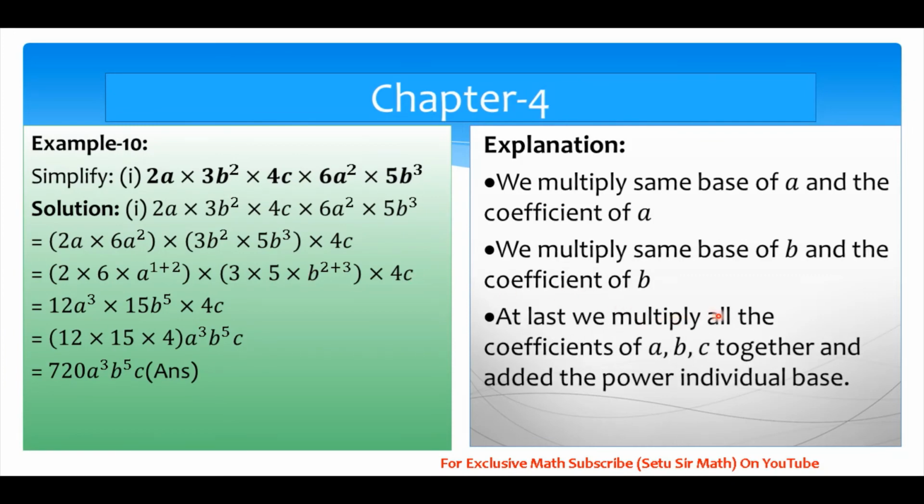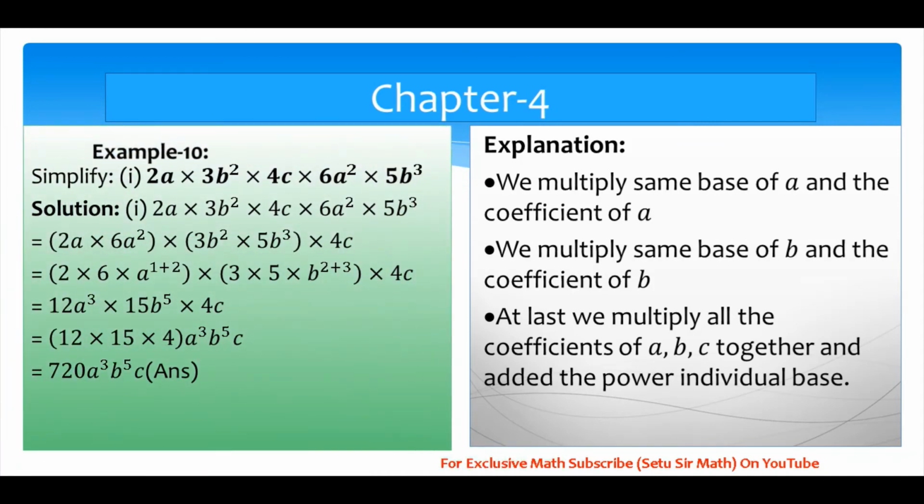At last, we multiply all the coefficients of a, b, c together and add the power of the individual base. You can see at last we multiply all the coefficients together and write the base with the individual power.